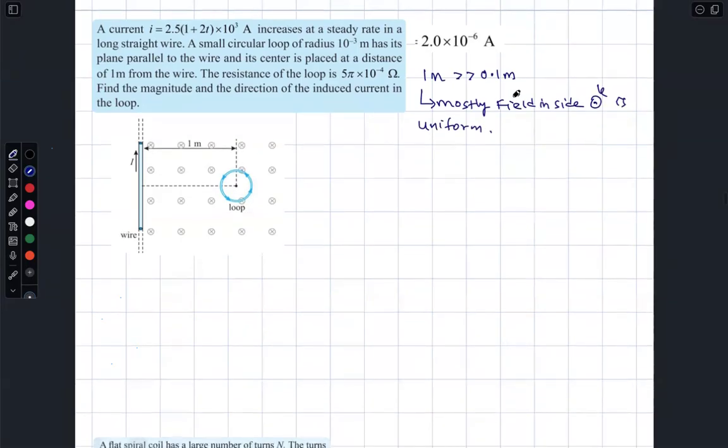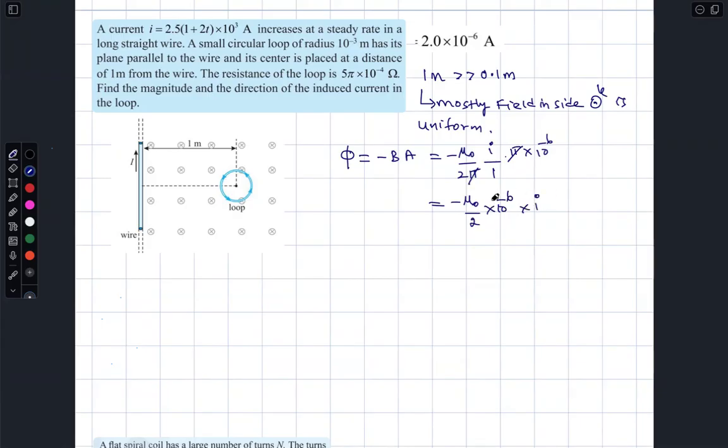Now, what is the flux at this point of time? Minus B into area A. Minus mu naught by 2 pi I by 1 meter into pi into 10 power minus 6 R square. Cancel this. Mu naught by 2 into 10 power minus 6 into I.